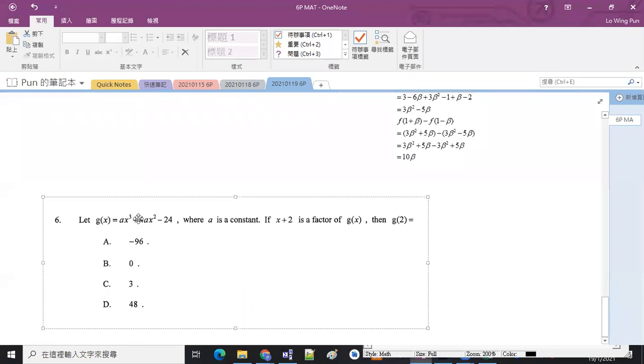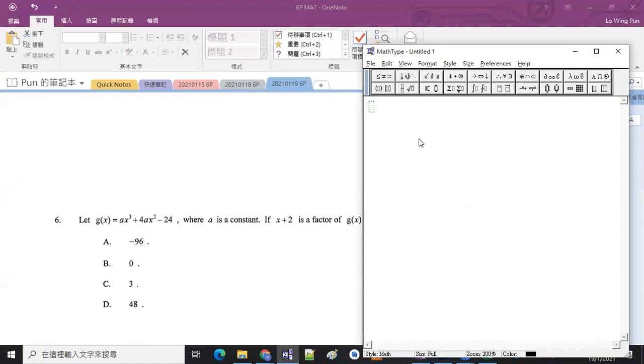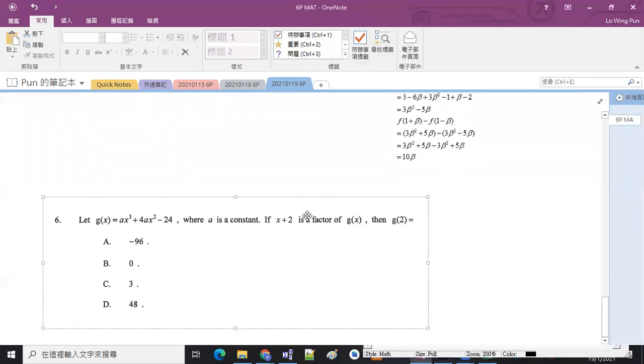Number 6. Let g(x) be this. Or there is another function: g(x) is equal to ax cubed plus 4ax squared minus 24. And x plus 2 is a factor of g(x).